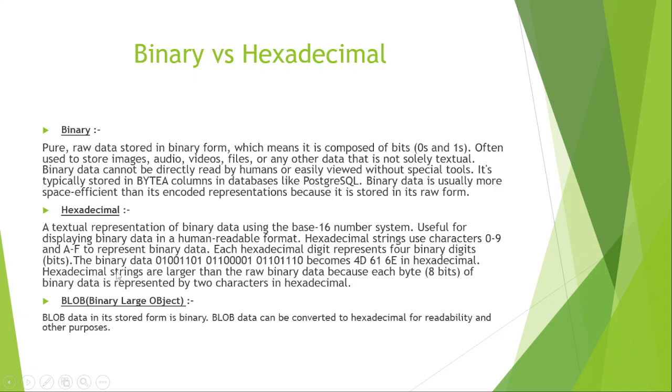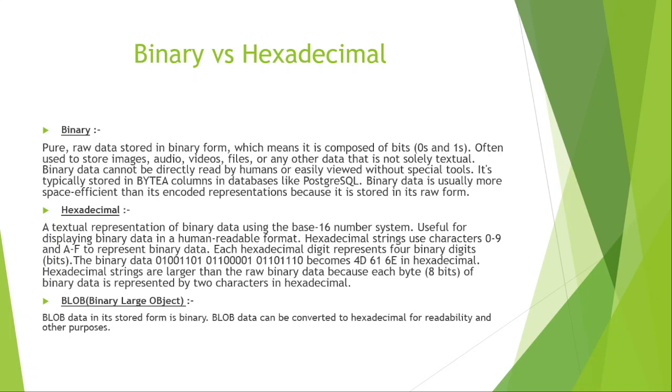Okay, hexadecimal is larger than the raw binary data, because each byte of binary data is represented by 2 characters in hexadecimal. So in terms of storage, if you store hexadecimal in your database, it is going to take more space than binary data. Binary data is the rawest form and will take less space in comparison to hexadecimal when we store it in the database. Okay, so that's one important point you need to understand when you learn binary data and hexadecimal.